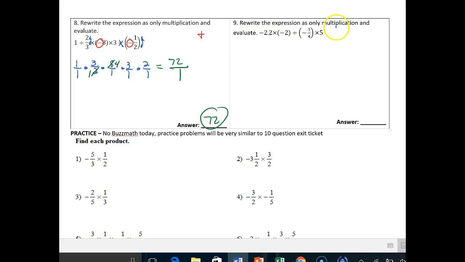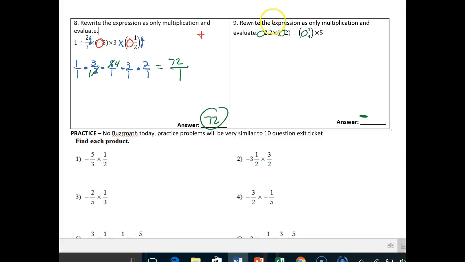Number 9, rewrite the expression only as multiplication and evaluate. So let's see how many negatives we have this time. We have 1, 2, 3 negatives. Because I have an odd amount of negatives, my answer will be negative. So now let's go ahead and ignore the negatives and tackle this problem.